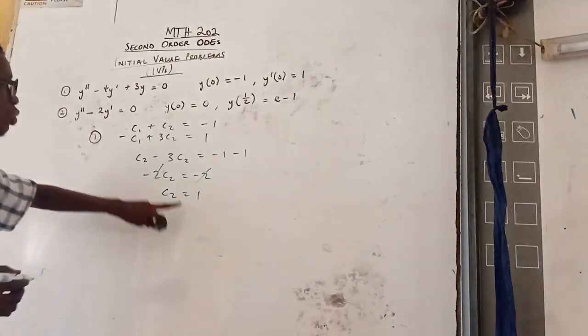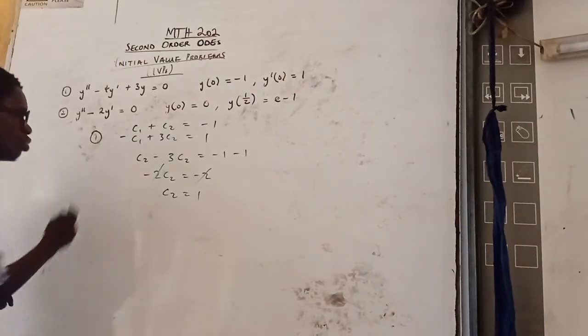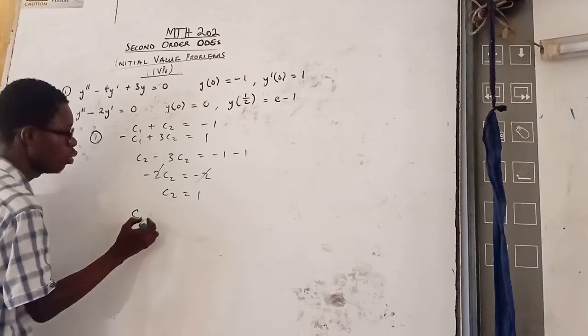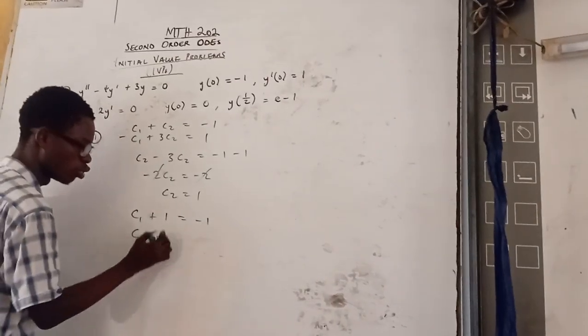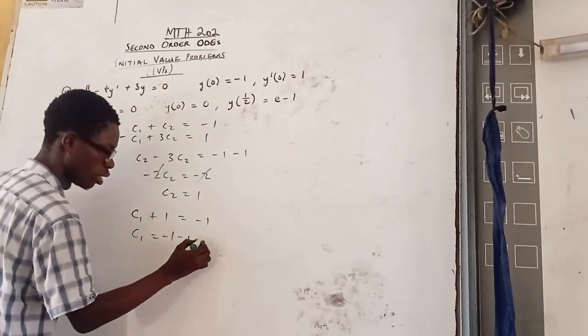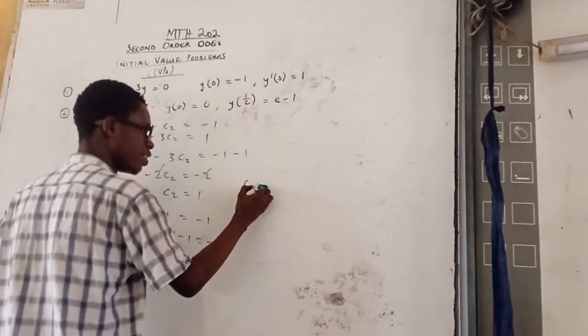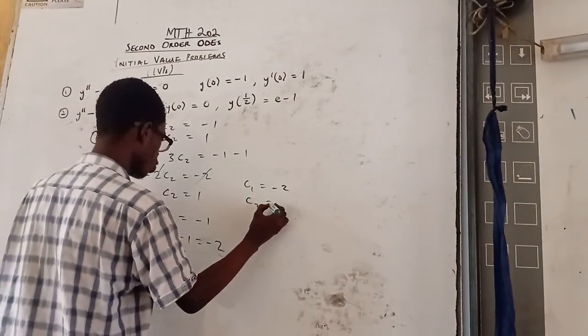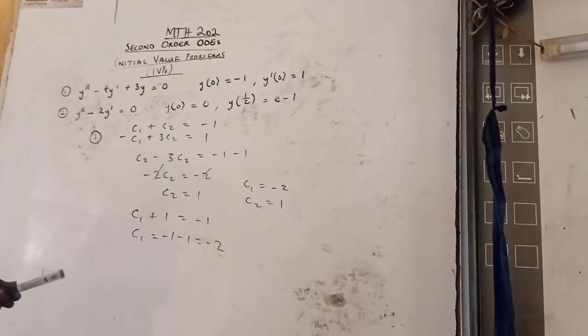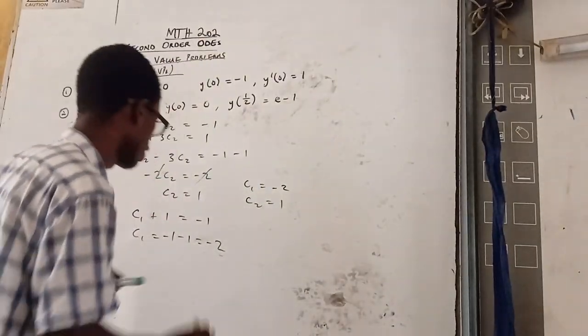Now we are going to substitute into equation 1 or 2. Let's substitute into equation 1. c1 plus c2, which is 1, equals minus 1, which means c1 equals, when this 1 goes to the other side, minus 1 minus 1, which is minus 2. So we have c1 equals minus 2, c2 equals 1. So these are the values of the constants we have gotten.